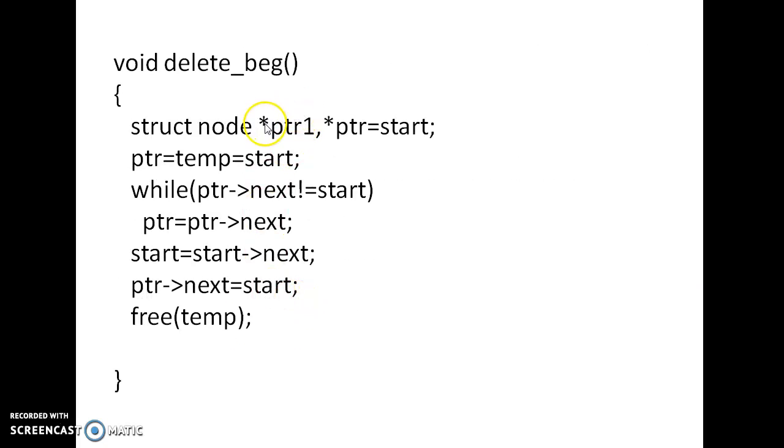See here, I am taking pointer equal to temp equal to start. Instead of pointer 1, I have taken temp. So while pointer of next is not equivalent to start, pointer equal to pointer of next. The new start is the old start of the next, that is, start equal to start of the next. And the last node's next is pointing to the new start, and I am removing this temporary node that we are having at the starting of the list.